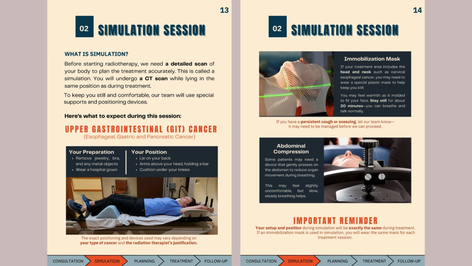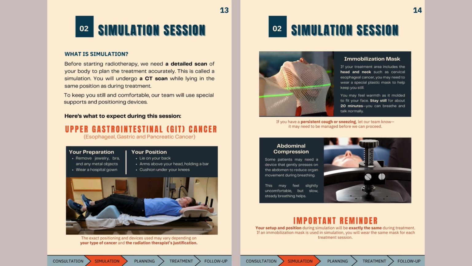For upper gastrointestinal cancer, such as esophageal, gastric, and pancreatic cancer, you will need to do preparation by removing jewelry, bra, and any metal objects. Then change your outfit into a hospital gown. You will be positioned by lying on your back, arms above your head, holding a bar. A cushion will be placed under your knees.